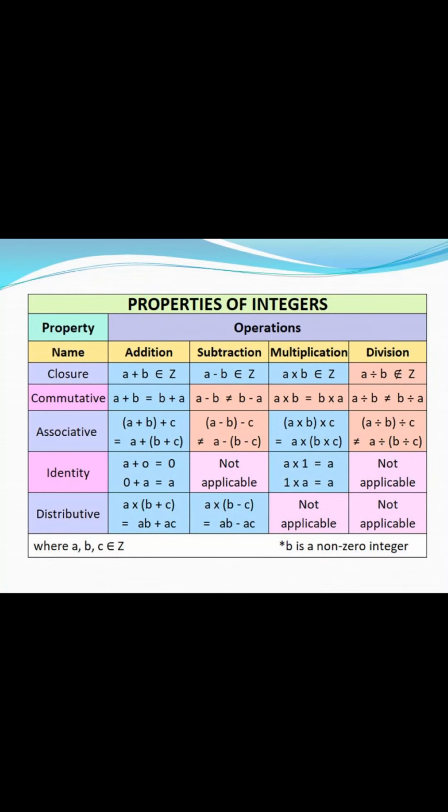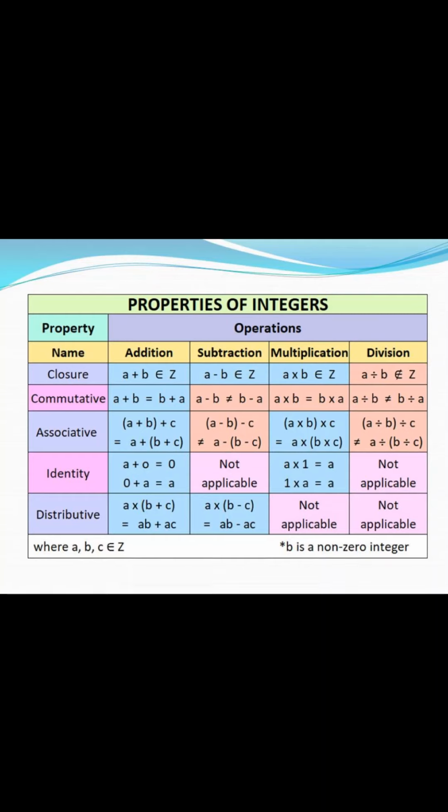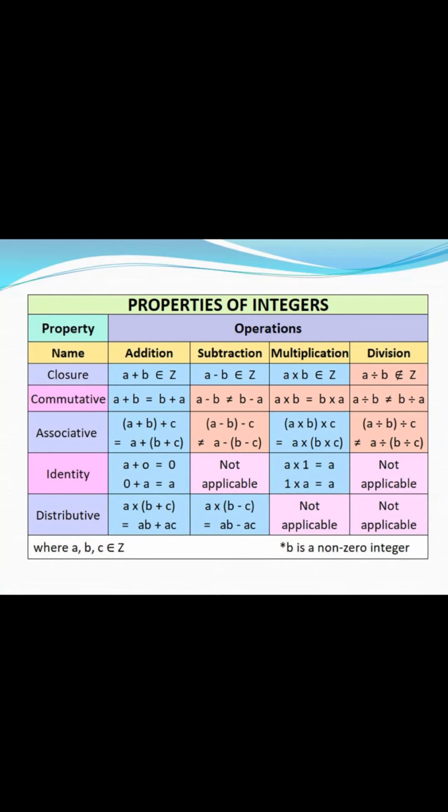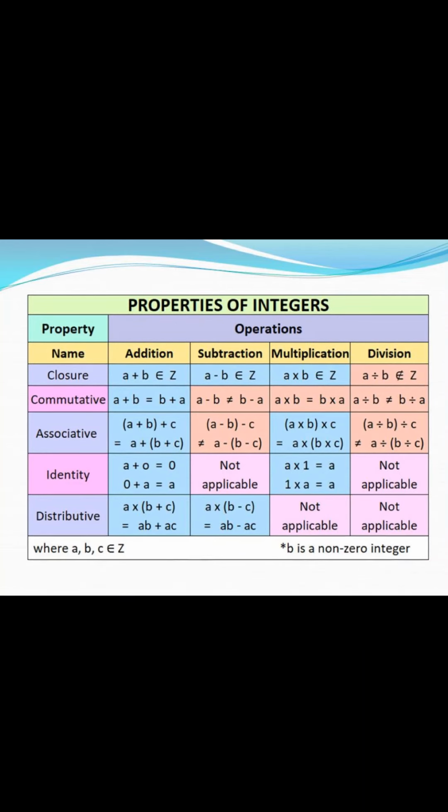The next property is the associative property. In this property, if we write (a multiplied by b) multiplied by c, the answer will remain the same if we write a multiplied by (b multiplied by c). The next property is the identity property. In this property, a multiplied by 1 is equal to a, so the answer will remain the same.